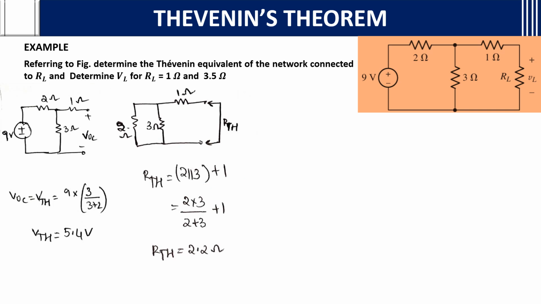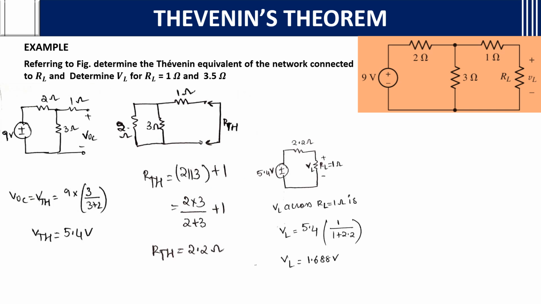After getting RTH and VTH, what do we need to do? We need to draw the circuit once again, adding the load resistance which you have removed. 5.4 volts and 2.2 ohms is the Thevenin's resistance. You need to put back the load resistance. They have given 1 ohm and 3.5 ohms. First, initially you take RL equals 1 ohm.